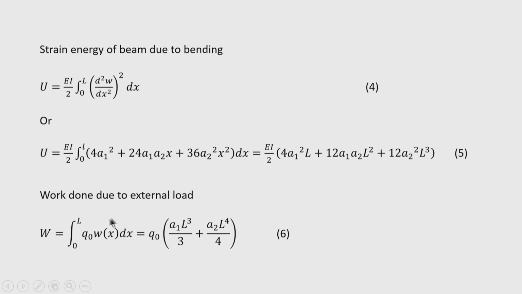Work done by the external load is simply q naught, the uniformly distributed load, into W of x, because W is a function of x displacement, into dx integrated over the length of the beam, and then we get q naught into [a1 L cube by 3 plus a2 L to the power 4 divided by 4]. So, this is the work done expression and this is the strain energy expression.